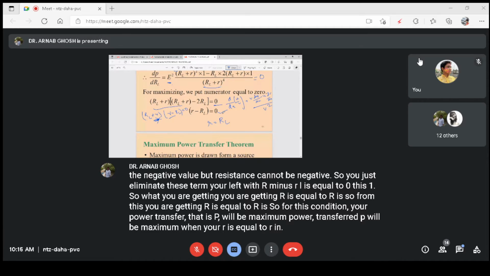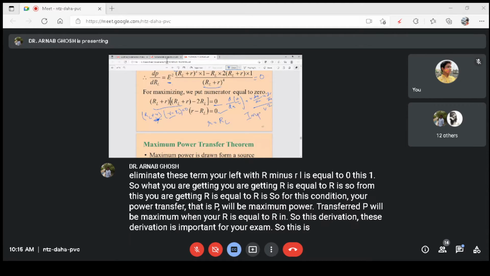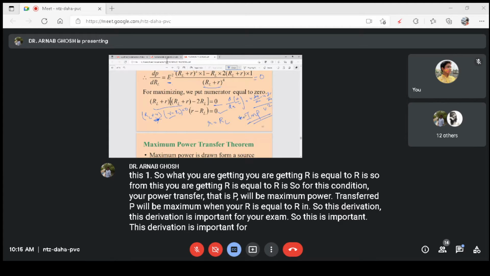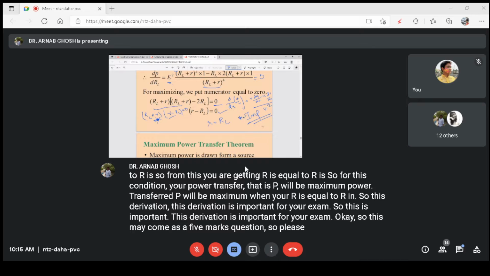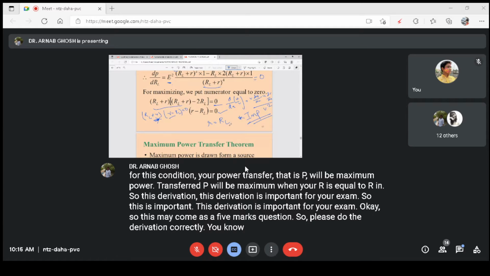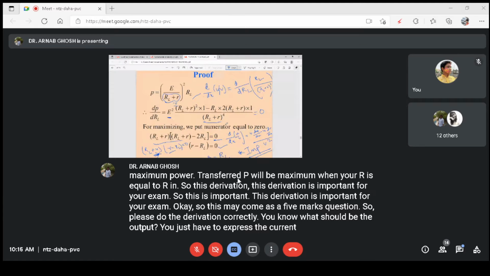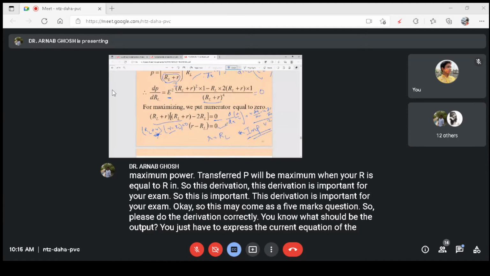So this derivation is important for your exam. This may come as a question, so do the derivation correctly. You know what the output should be. You just have to express the current equation or the power equation, and then proceed.